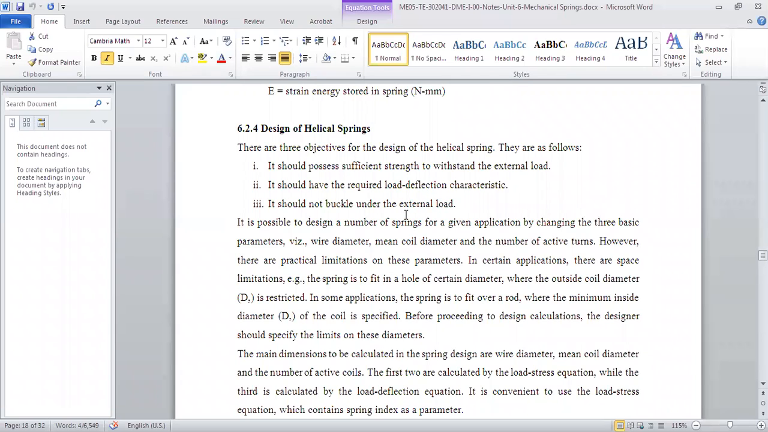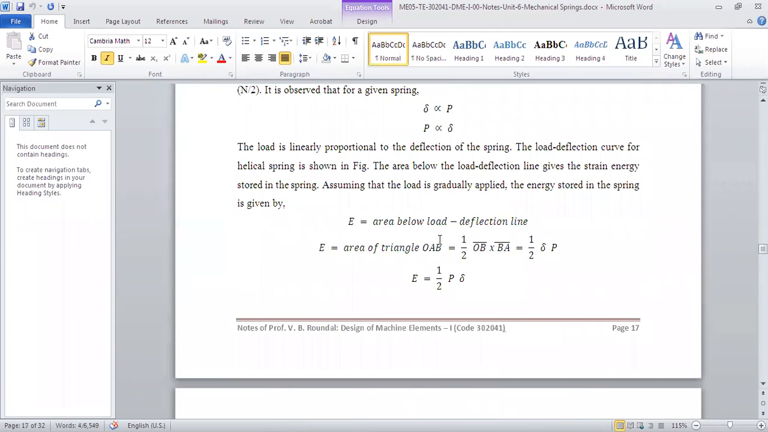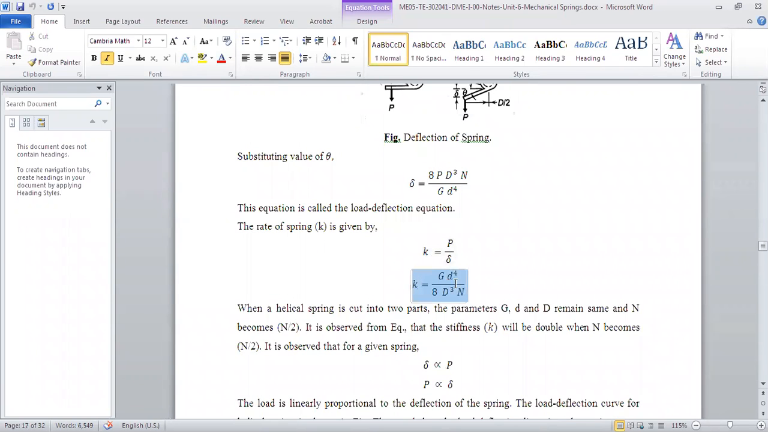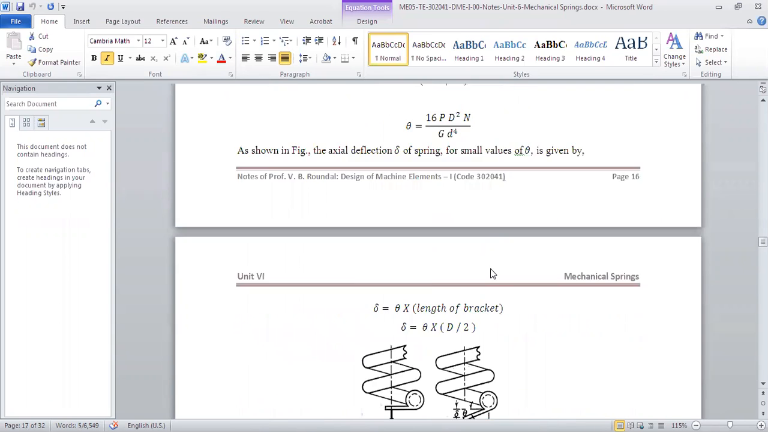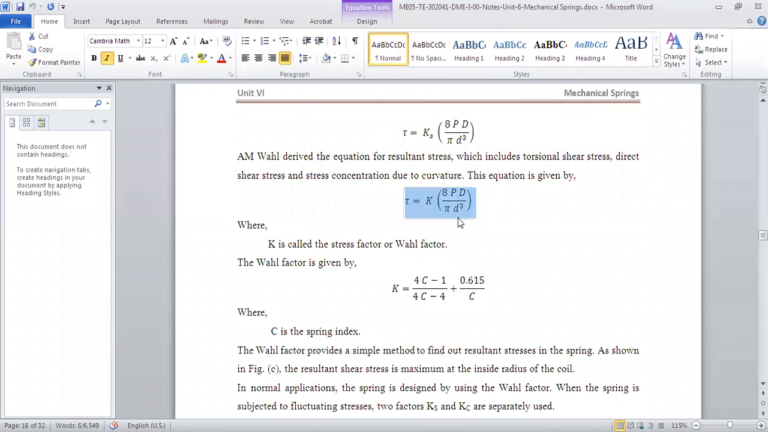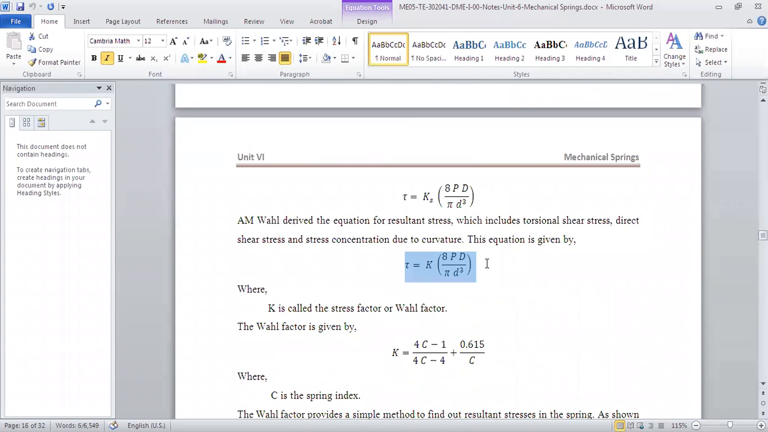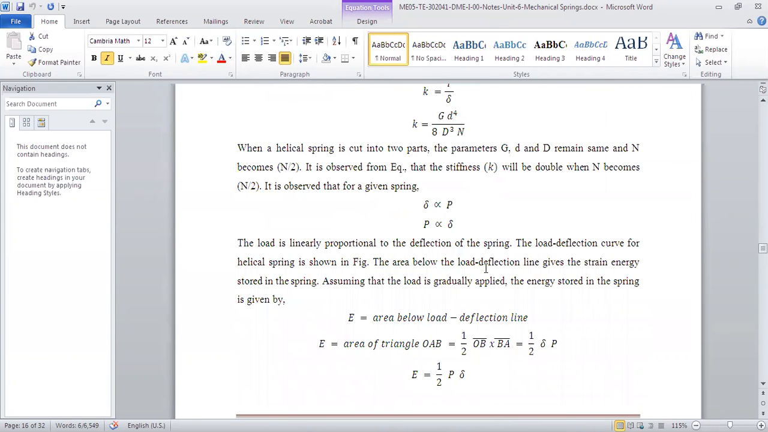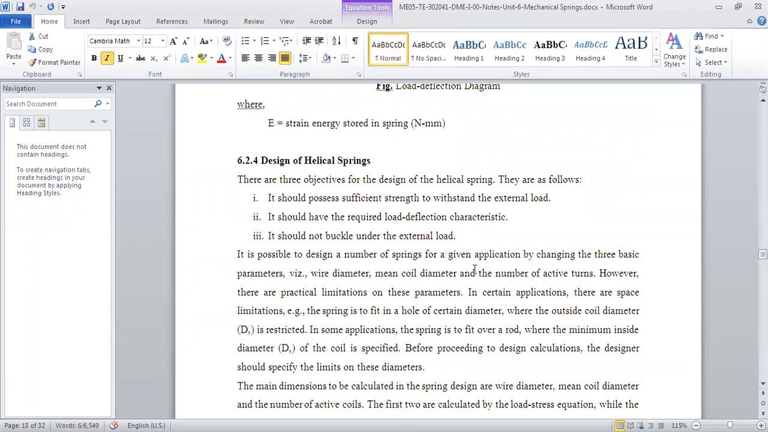Basically, design is nothing but all these formulas we have seen. The stiffness of the spring is G d raised to 4 upon 8 D cube N. Deflection is 8 P D cube N upon G d raised to 4. Then the shear stress in the spring is K times 8 P D upon pi d cube, where K is the wall factor. We'll use these formulas step by step to get the number of coils, the length of the spring, and the diameter of the coil. So we will see the approach for how we do the design, and then we'll take a numerical on that.